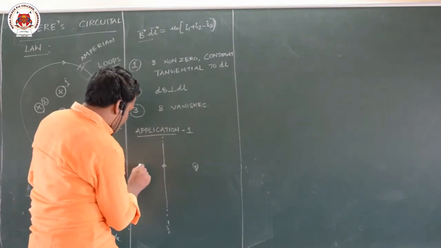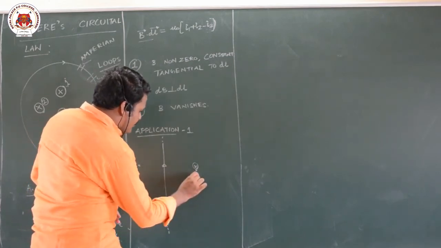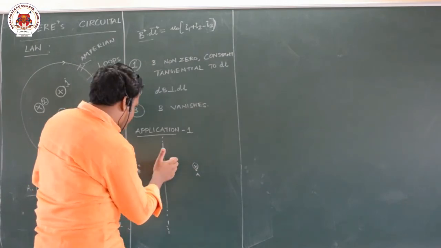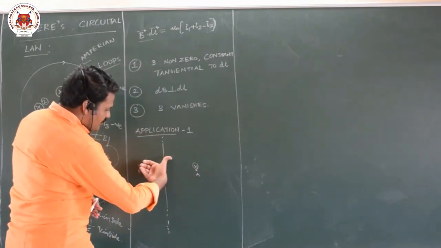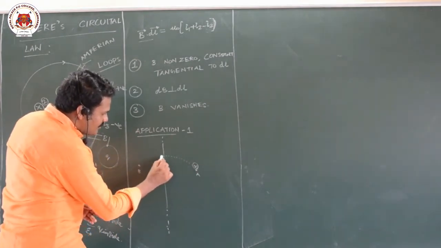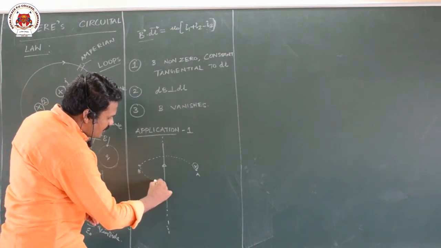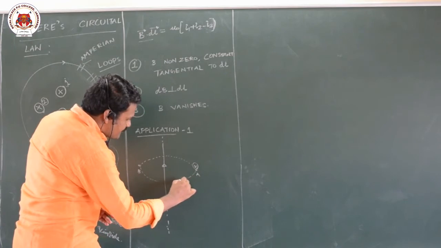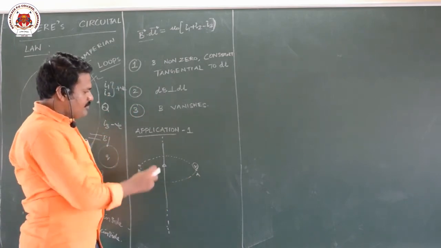Next, suppose this is point A, this is point B. If you want the field here, hold the wire, come here, and the fingers are coming towards you. That means the magnetic field around this wire will be in this direction, and magnetic field lines are closed lines. So, this is the condition. Now, here you have to find the field.